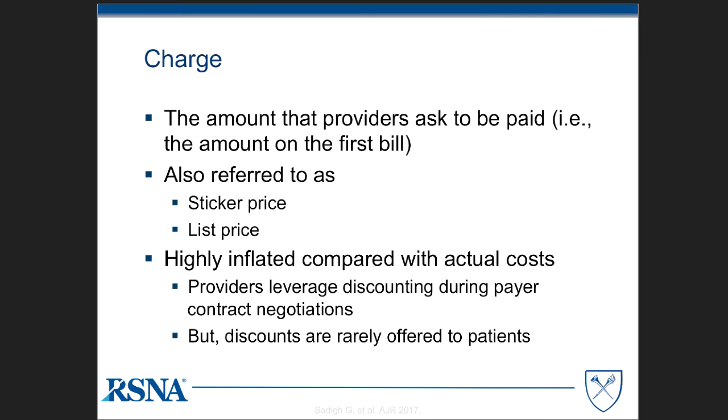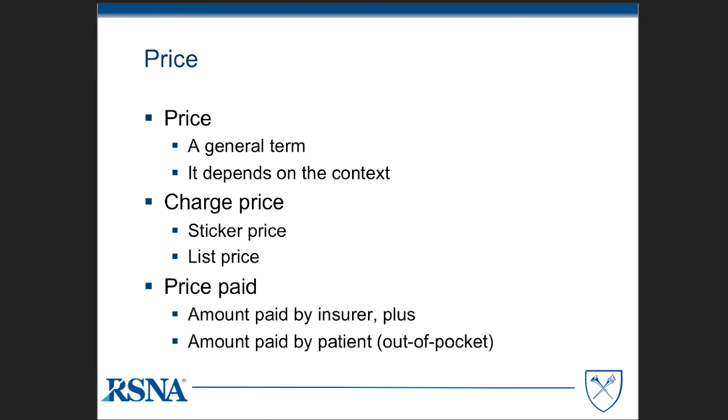So they may say, hey, our prices are $10,000, but we're going to give you a good deal and just charge you $2,000. But those same, sometimes huge discounts are rarely offered to patients when they're paying on their own and out of pocket. And price has a number of different meanings as well. Price is a general term, and again, it depends on the context. So sometimes we're talking about the charge price, again, comparable to buying a car, sticker price, or a list price.